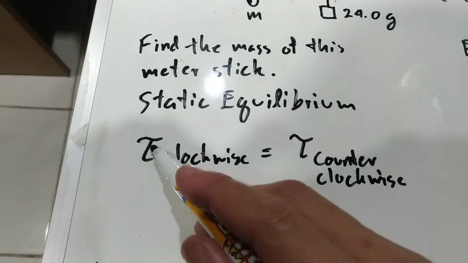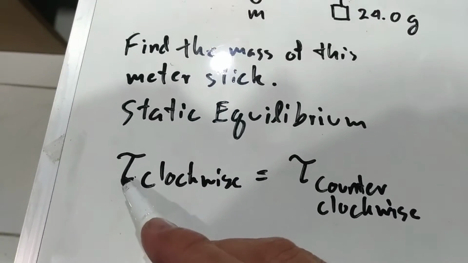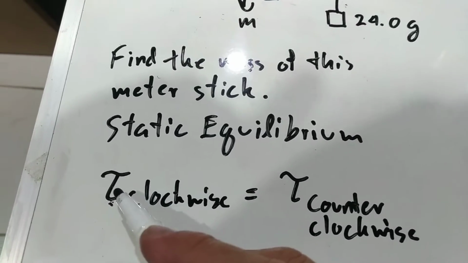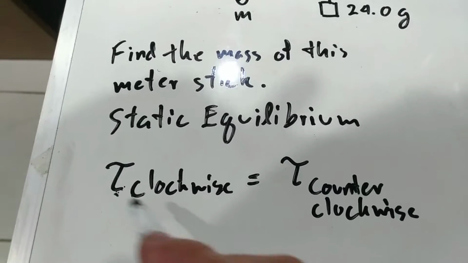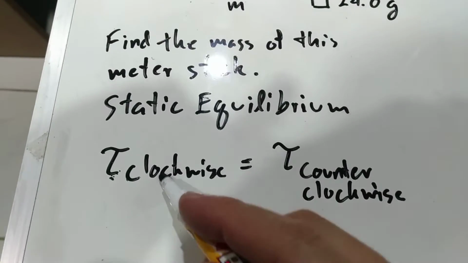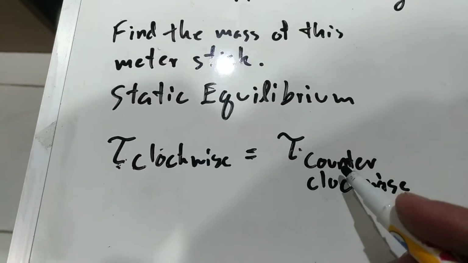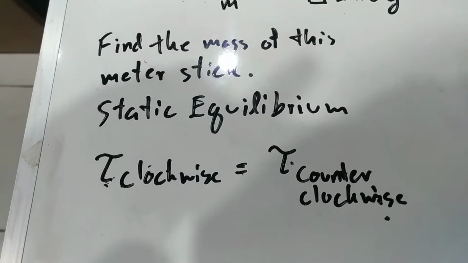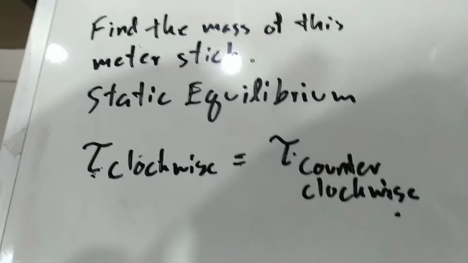So this fancy T is called tau. It's a Greek letter tau. So you can use T, that's fine, or you can use tau like the rest of us if you want to. So tau clockwise equals tau counterclockwise. So this is the equation you will use to solve all these rotation problems, all these moment problems, or torque problems.